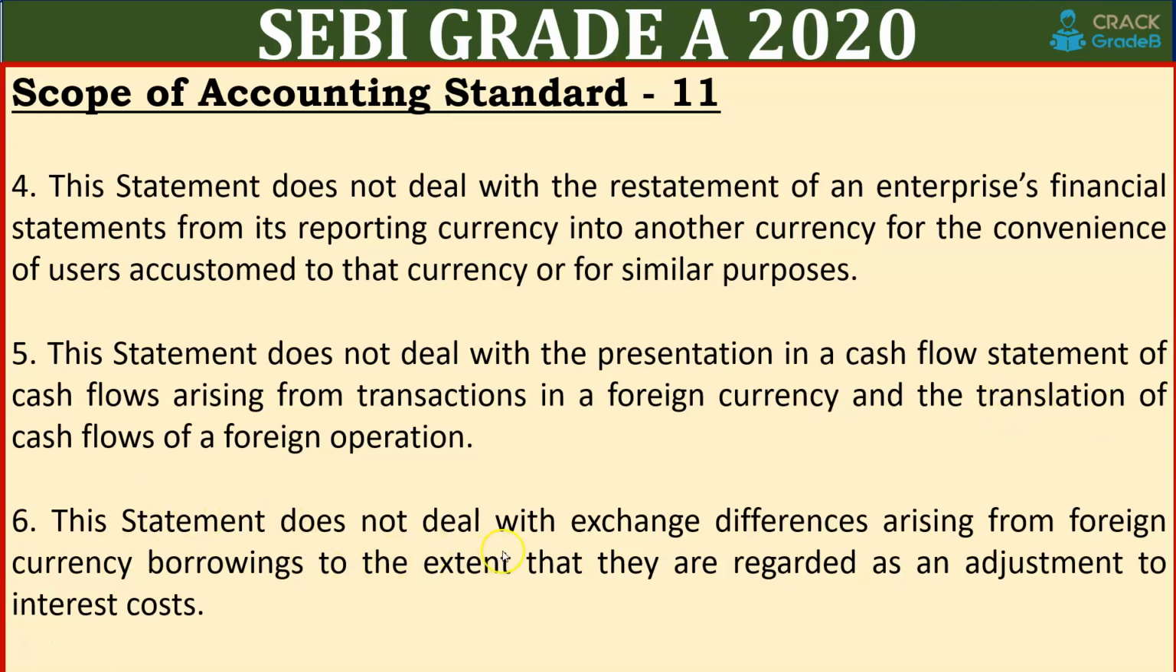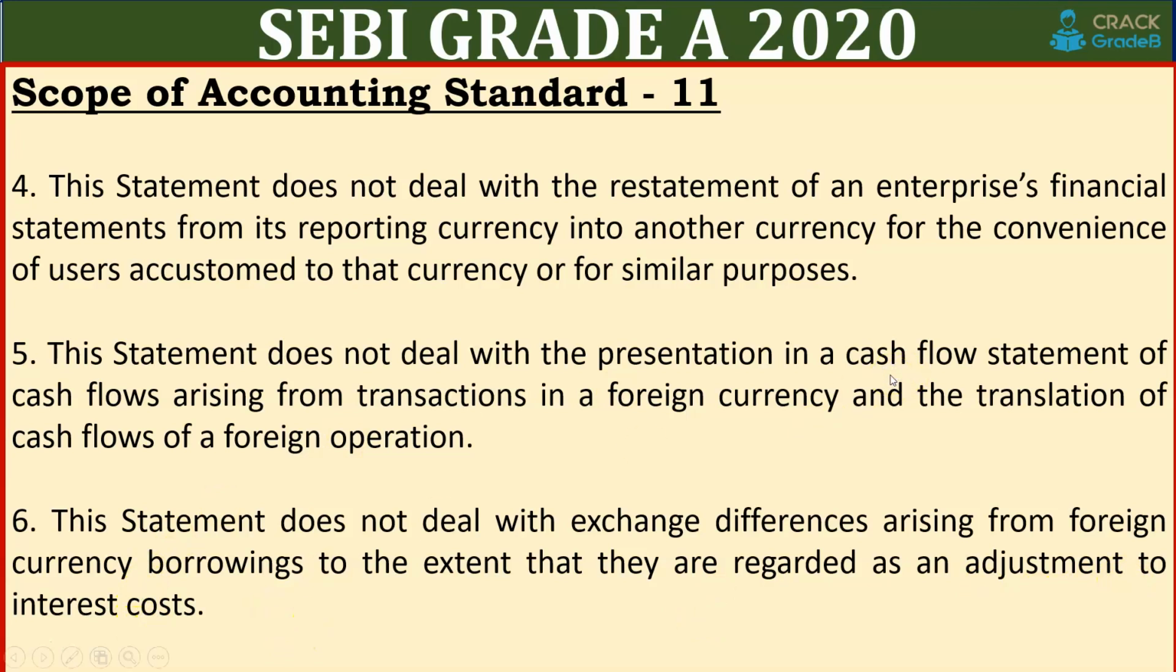Next, this statement does not deal with the exchange differences arising from foreign currency borrowings to the extent that they are regarded as an adjustment to the interest cost. So here is an exception or an exclusion from Accounting Standard 11, that this standard will not deal with the exchange differences that will arise from foreign currency borrowings to the extent that they are treated as an adjustment to the interest costs.